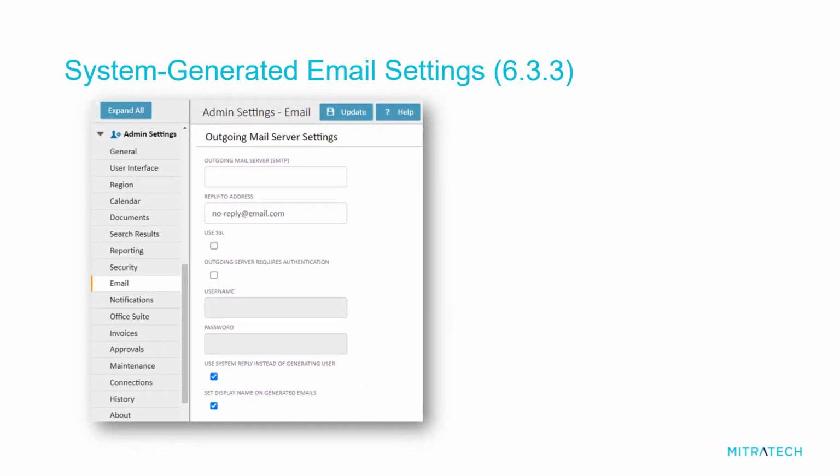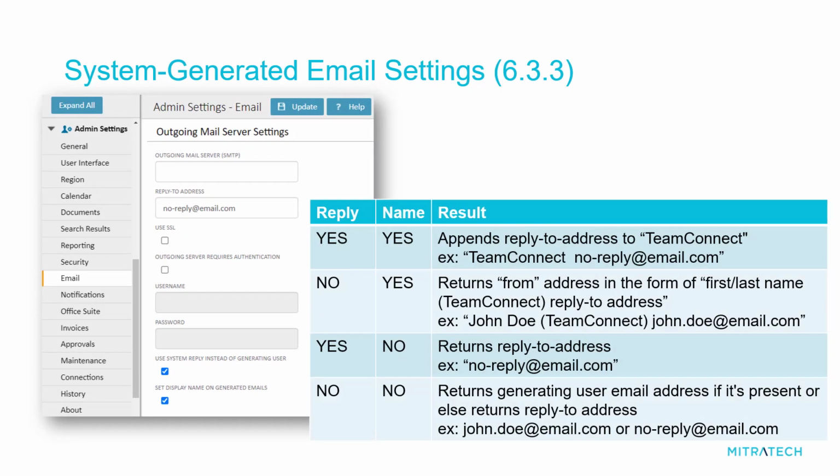Here is a matrix that shows the manifestation of each combination of these features. If both settings are applied, then that email is labeled as TeamConnect and is coming from your reply to address. If you're not going to use the system email but you are going to set the display name, then TeamConnect will still use the user's email address when possible, but it will also include the TeamConnect display name. You could just use the reply address, or you could use neither one of these settings and TeamConnect will revert back to its old habits.